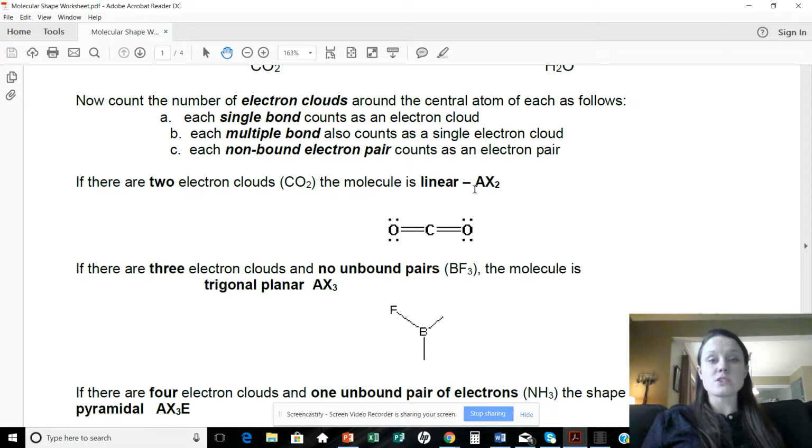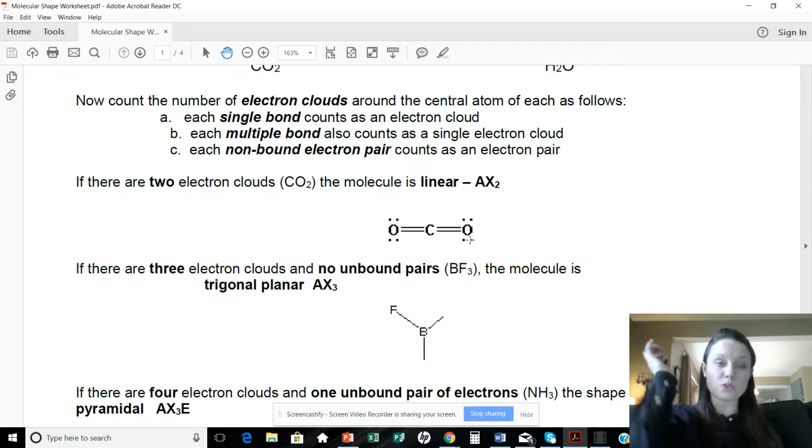Because carbon is our central atom, it has 2 oxygen atoms bonded to it, but there aren't any free electron pairs on the carbon itself, so there's no E. Even though there are free electron pairs around the oxygen atoms here, here, and here, okay, and then again here and here, the E is only used if there are free electron pairs on the central atom. And this carbon atom doesn't have any free electron pairs around it, so we don't use an E here. So carbon dioxide has an AX notation of AX2.